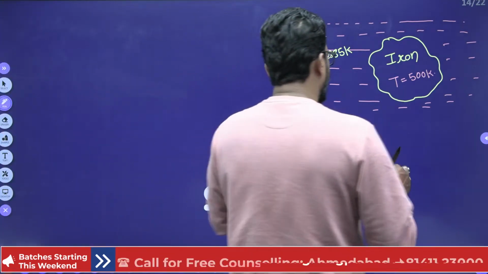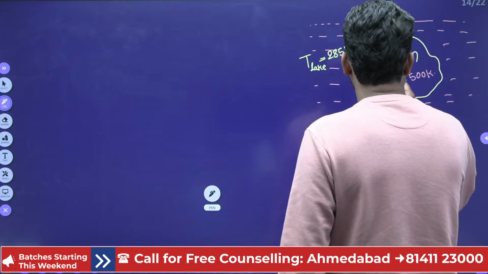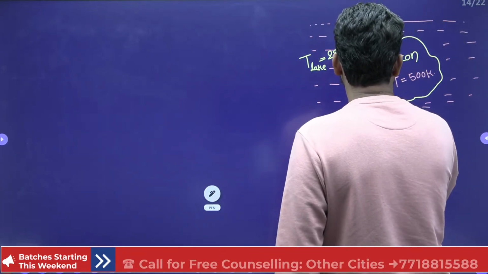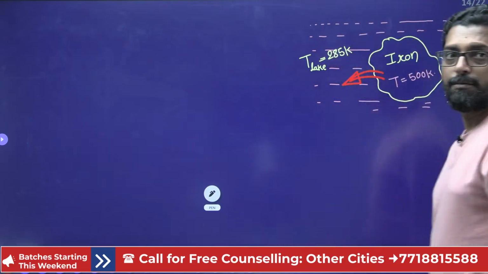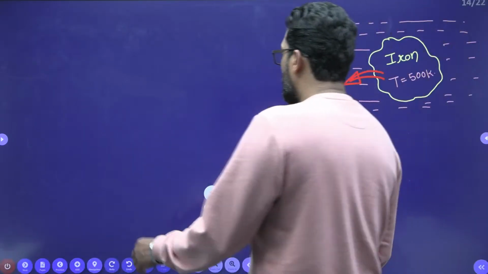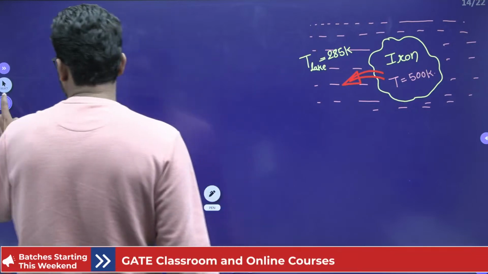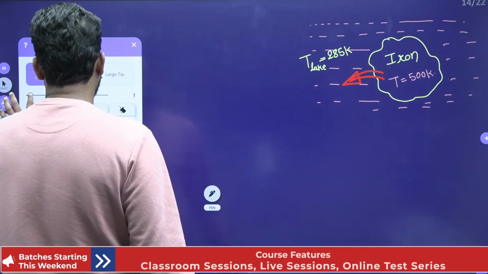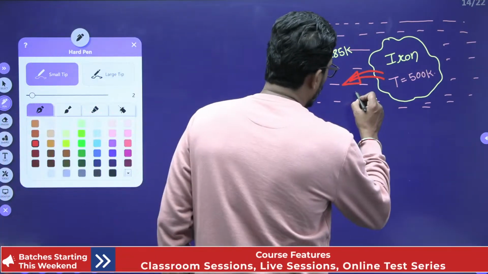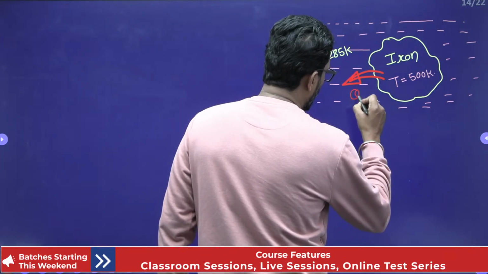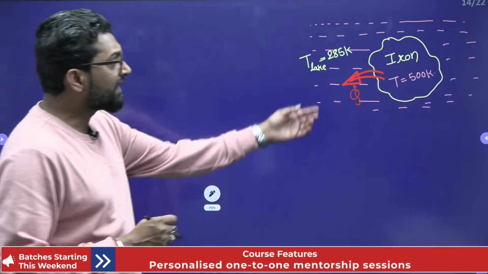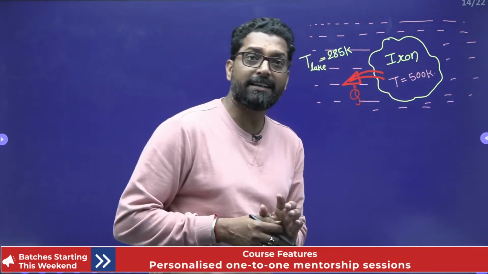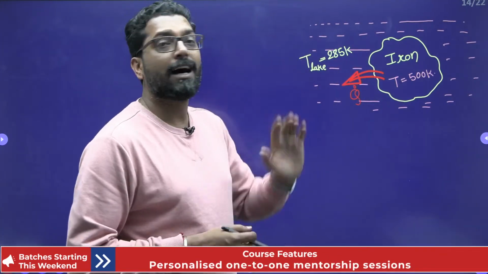Now obviously, if it is dipped into the water, there must be a heat transfer. Yes or no? There must be a heat transfer. That means heat will transfer from the block to the lake. This is Q dot. During the transfer of heat, after some time, it reaches thermal equilibrium.